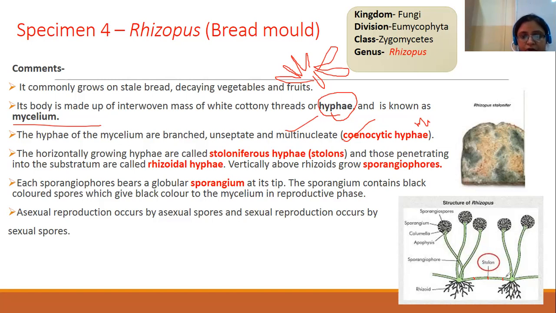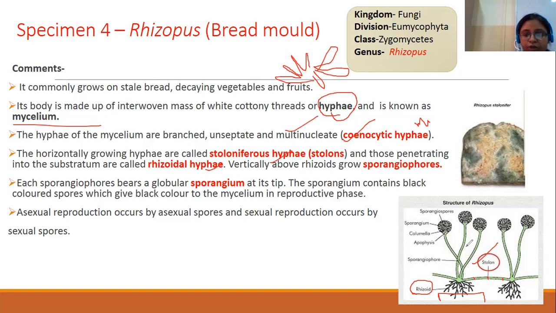Horizontally growing hyphae are called stoloniferous hyphae, or stolons. Other hyphae penetrate into the substratum, in this case a bread, or any other substratum like fruit or vegetable. They penetrate with the help of the rhizoidal hyphae, which we commonly call rhizoids. So these two kinds of hyphae are possible. When it grows horizontally, it is called a stolon. When it penetrates into the substratum, it is called a rhizoid.